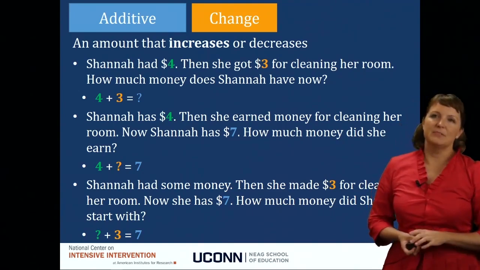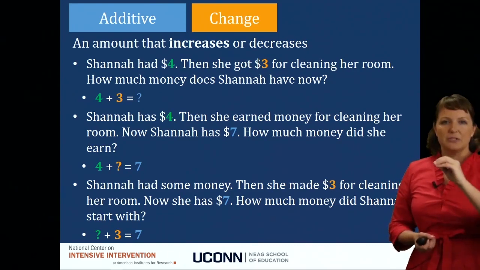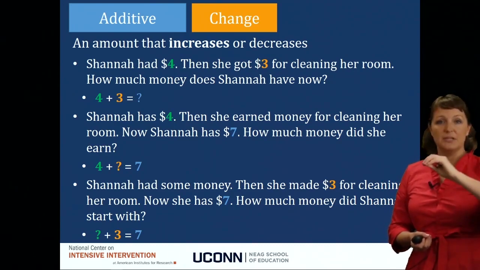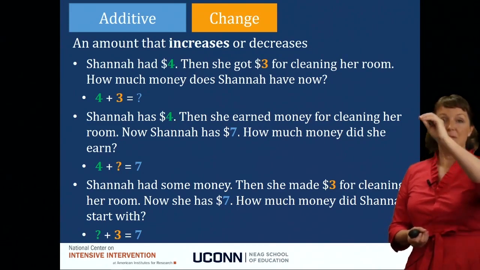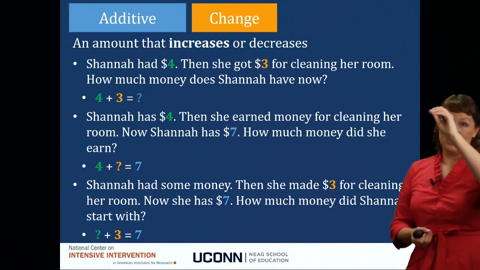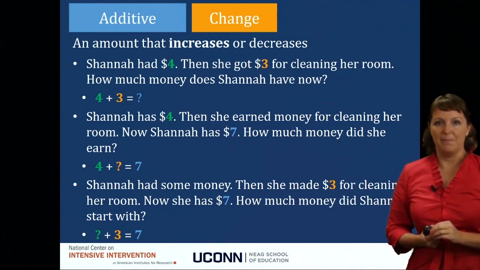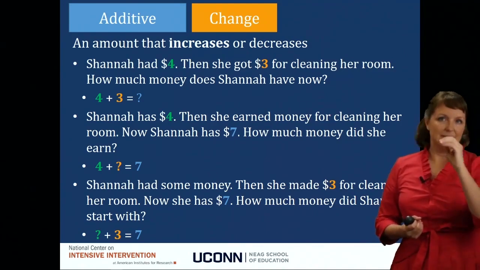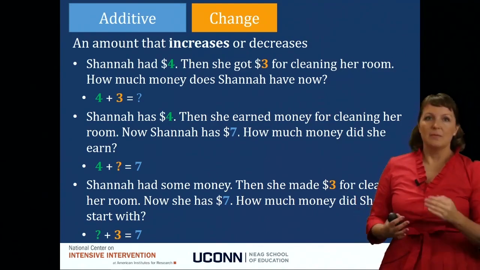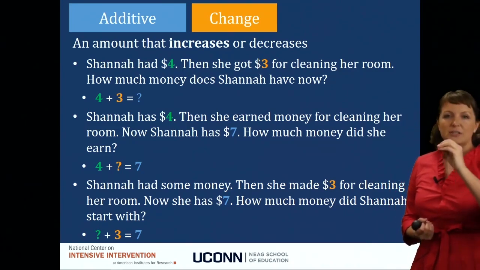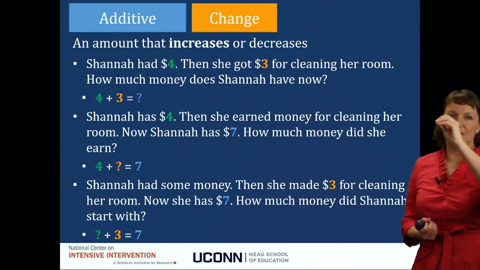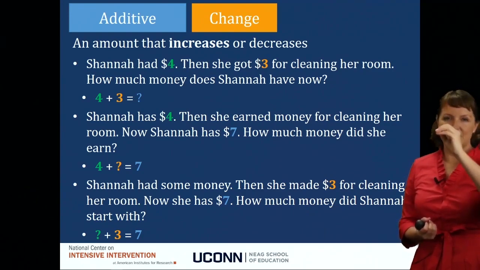So look at these examples here. Shanna had $4. Then she got $3 for cleaning her room. So she started with $4, and then that amount changed because she got more money. And then the question asks, how much money does Shanna have now? Now we could be asked that. It's kind of a classic change problem, but we might be asked these second and third examples. Shanna has $4. Then she earned some money. Now Shanna has $7. How much money did she earn?